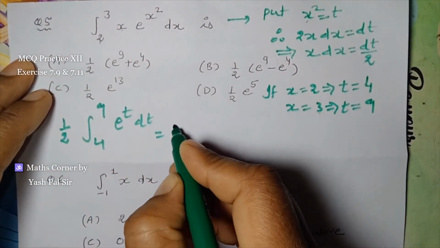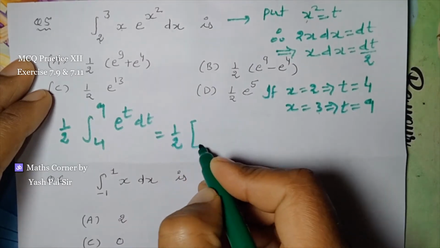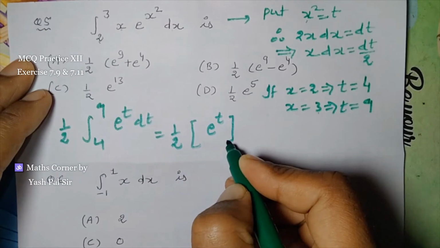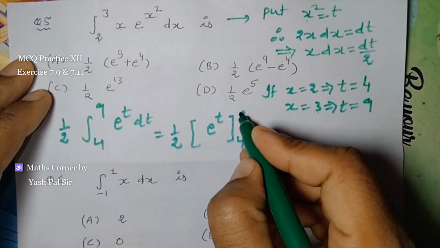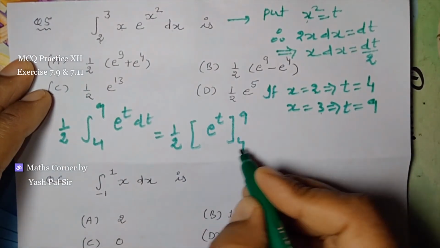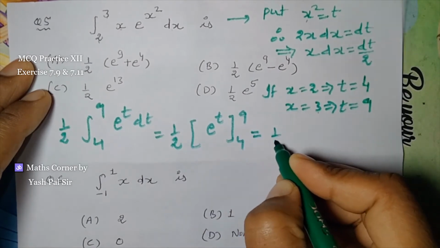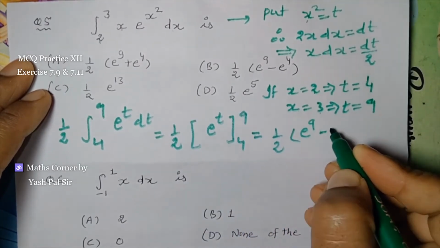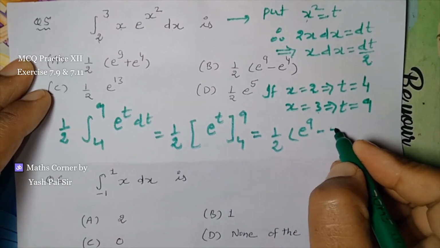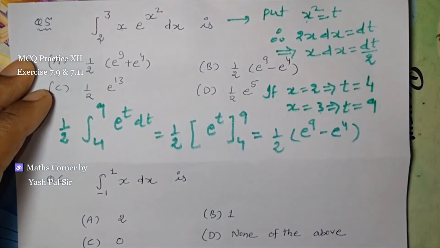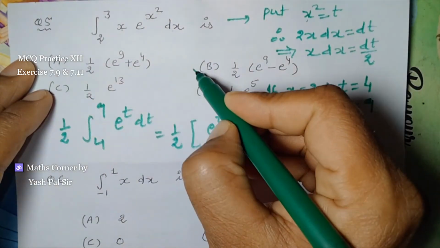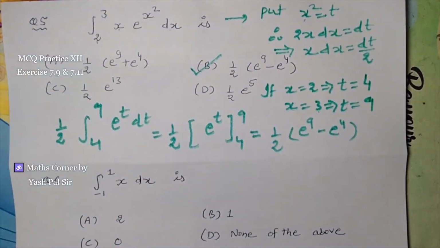So this is equal to 1 upon 2. Integration of e power t is e raised to power t itself. Lower limit is 4, upper limit is 9. So this is equal to 1 upon 2 (e raised to power 9 minus e raised to power 4). So option number B is the right choice to this question.